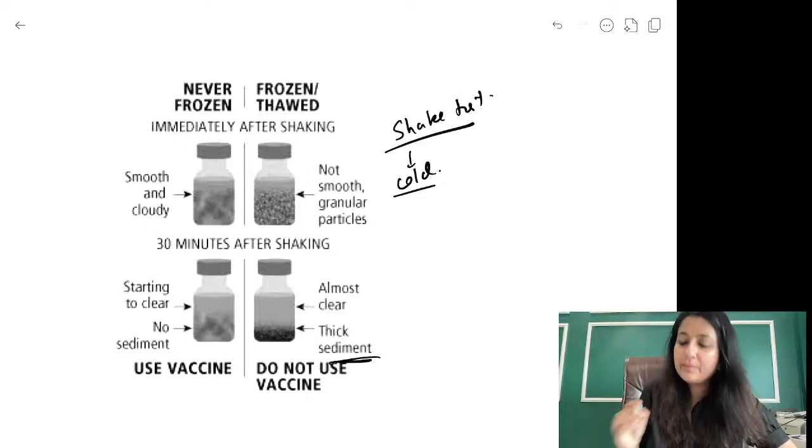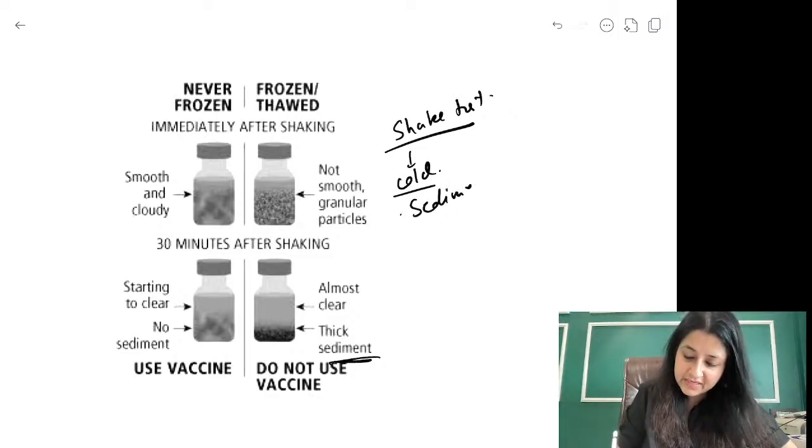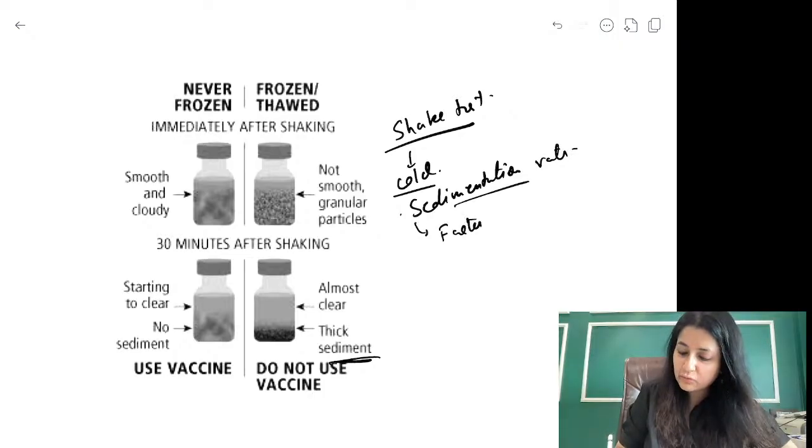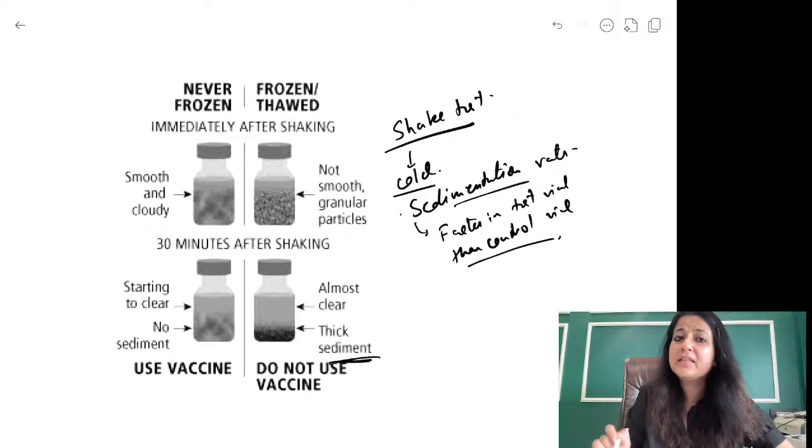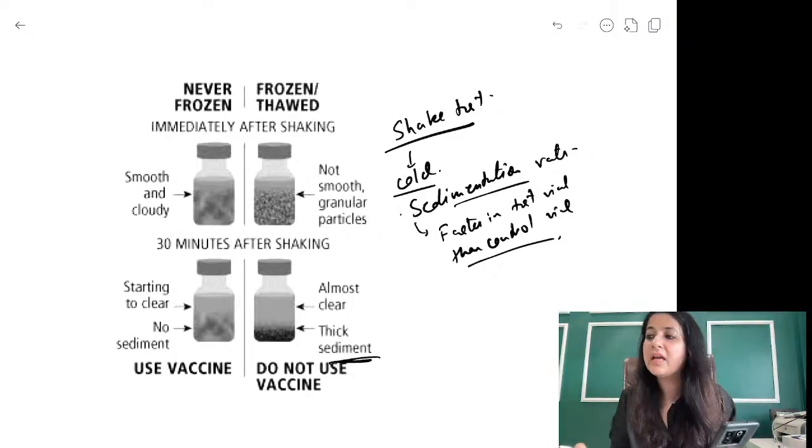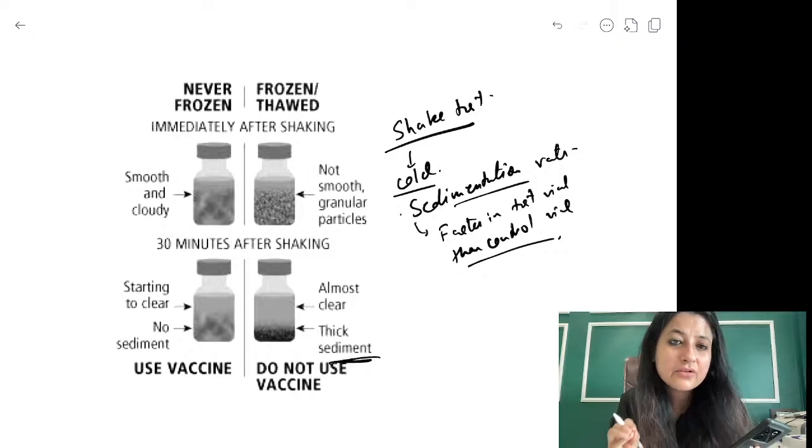And we always take a test vial, one that is frozen and thawed, and a control vial, never frozen, and you check for the sedimentation rate. If the sedimentation rate is faster in the test vial than the control vial, we say that the vaccine vial has been damaged. In case somebody asks you, though the chance is low, one MCQ that can come here, guys: what are the sediments of?